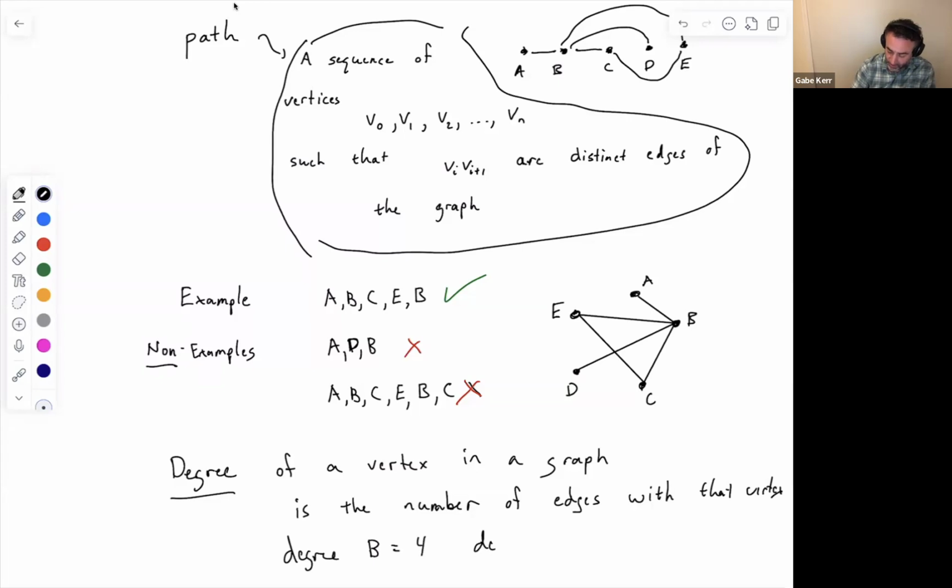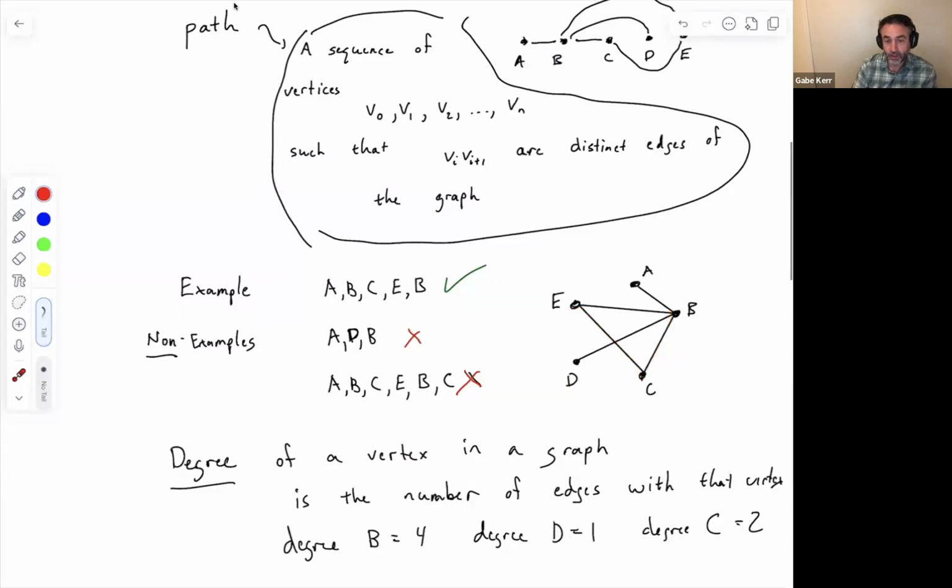The degree of D equals 1. And the degree of C, for example, is 2. Okay. And again, that's because D only has one edge coming from it. C has 2 edges connected to it. So that's the degree.